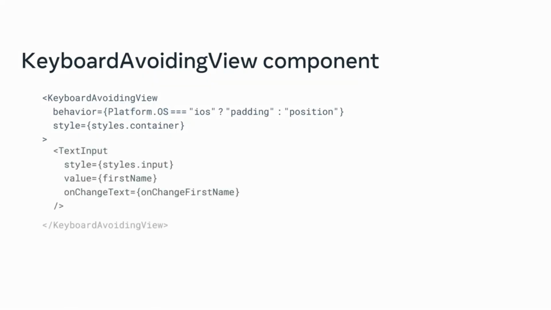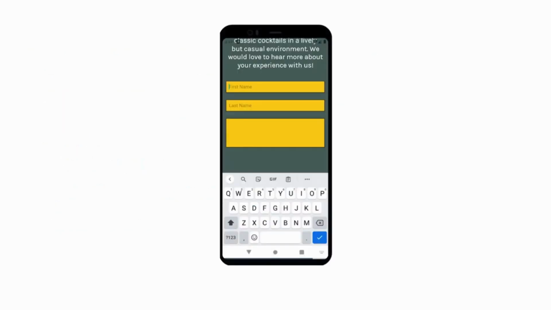Once this is set, make sure to wrap the text input components with the Keyboard Avoiding View component. Let's examine the results of these adjustments. Notice that this time, when the keyboard appears, the form is also pushed upward so that the text input boxes remain fully visible, rather than being obscured by the keyboard.